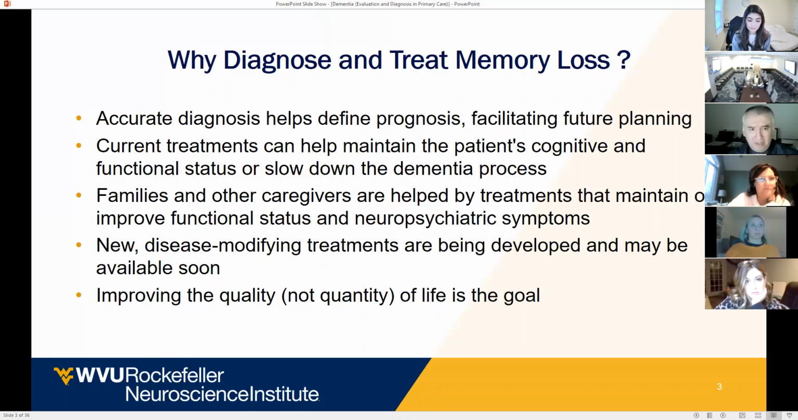The other reason for diagnosis and treatment of memory loss is that the current medications we have can help us control some behaviors and also slow down the dementia process. There is no clear, definitive treatment for dementia, but medications can help us slow down the process.